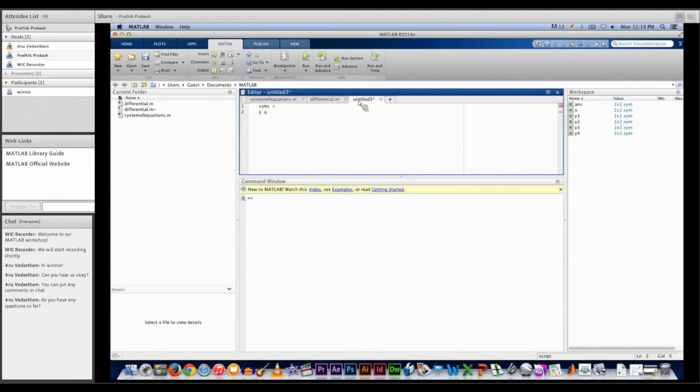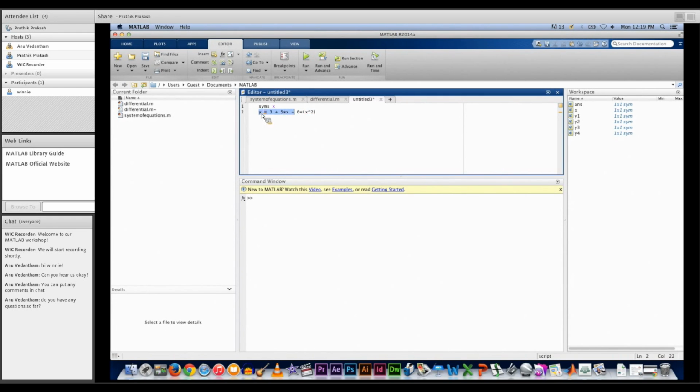So let's just say y is 3 plus 5 into x minus 6. I'm just writing a random example, but x raised to 2.